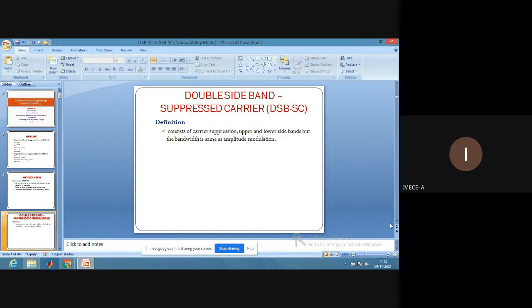As we discussed earlier, most of the power is transmitted in the carrier, but it is not used for carrying any information. So this carrier signal can be suppressed and only sidebands can be transmitted. Such type of modulation is called as DSB-SC, double sideband suppressed carrier. A DSB-SC system contains only lower sideband and upper sideband terms.